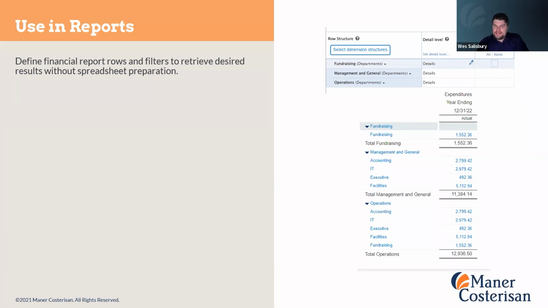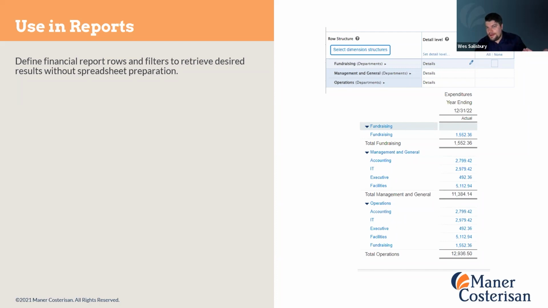And the output I get is down below, where it pretty much shows expenditures for the year of 2022, and it shows me the individual details and the summary for my fundraising departments. And the same, the detail and the subtotal for management in general. And then the details and the subtotal for total operations.